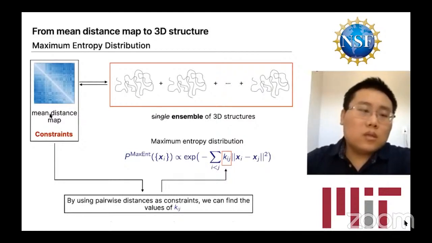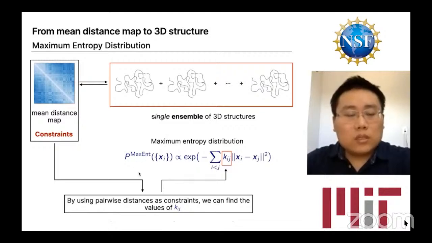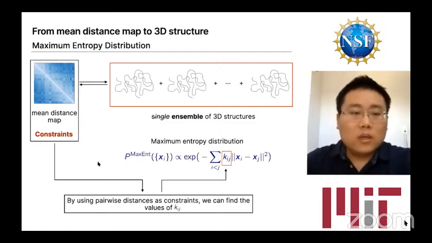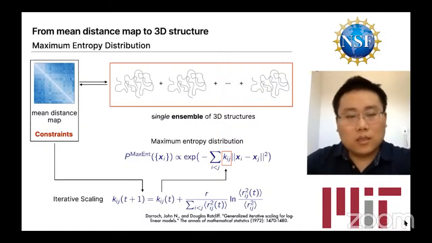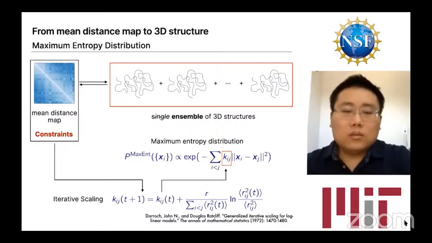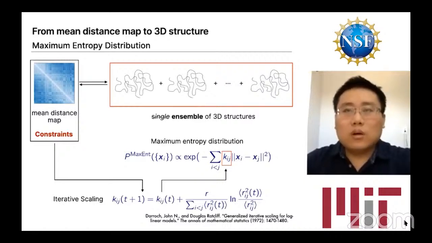Using the inferred mean distance matrix as our constraint, we can write down the corresponding maximum entropy distribution here, where the left-hand side is the joint probability of coordinates of individual loci, x_i. It can be written in this exponential form, where k_ij is the parameter we need to determine. The value of k_ij can be determined from our constraint. Using the classic iterative scaling method, we update the value of k_ij at each iteration using this formula. After a certain number of iterations, we converge to a very good result.